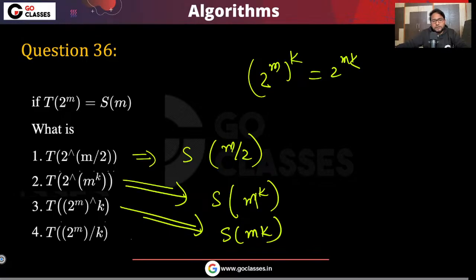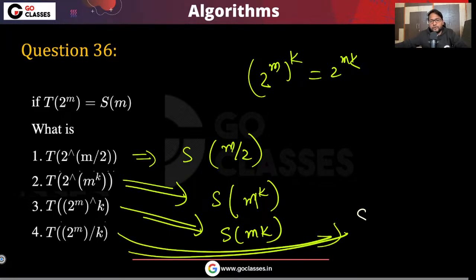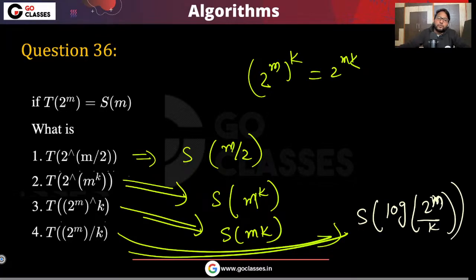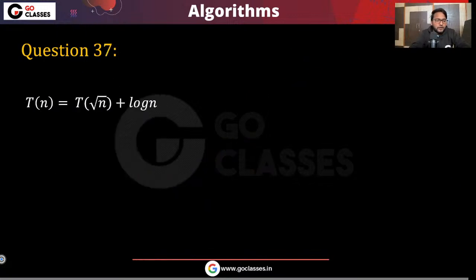What is this? Can you tell me? You just take log of this, S of log of whatever this is, 2 power m divided by k, right? So basically, if someone gives you this relation, then can't you tell me any other form? You just take log of this, right? That's how we are defining it.